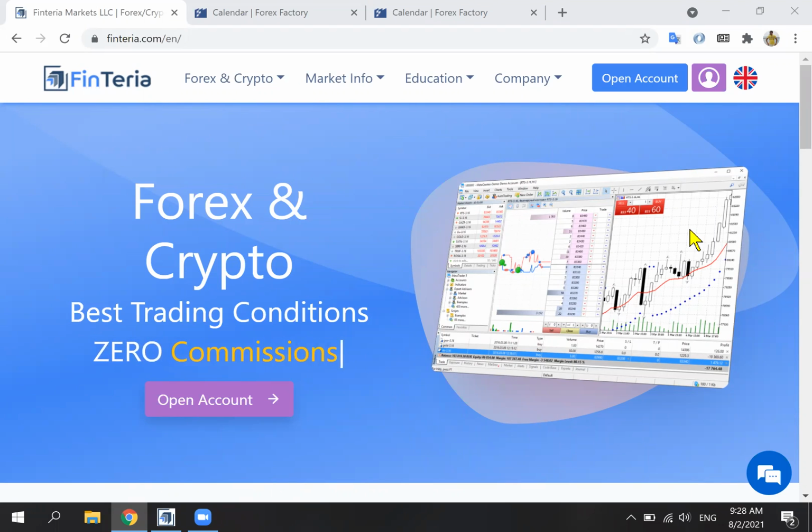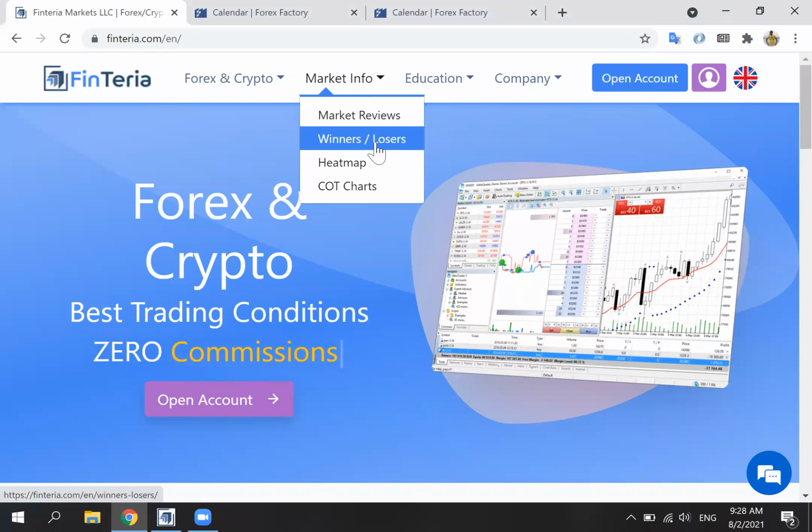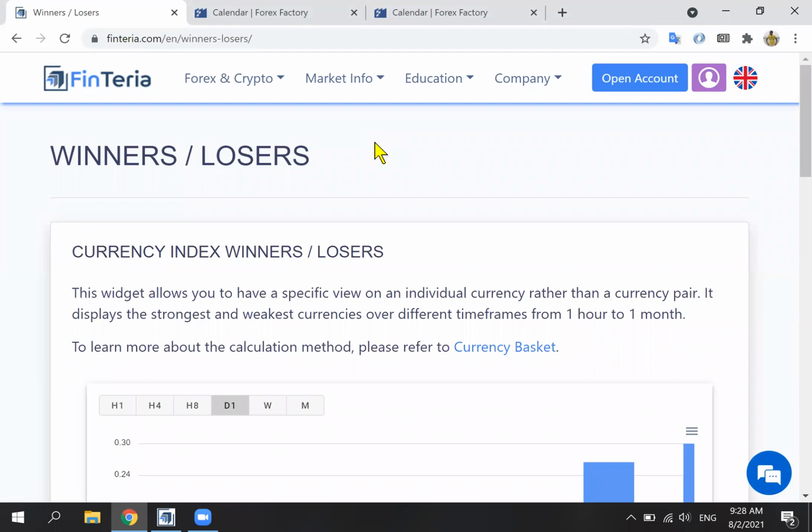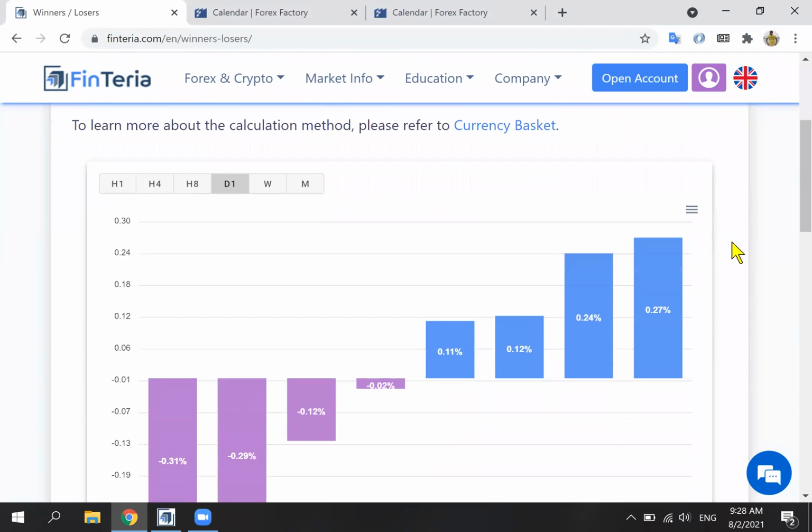Today we're going to review how the week has started and what the technical situation is on EUR/USD. As usual, I would like to start by reviewing one of the tools that we offer on the website. It's called Winners and Losers. This is based on currency indices. So basically, you can see the strength and weakness of a particular currency instead of a currency pair.